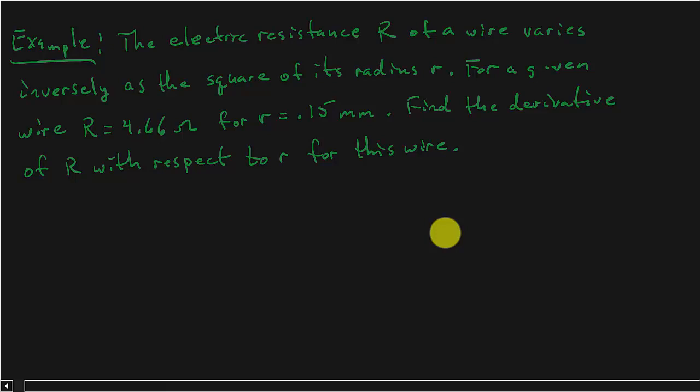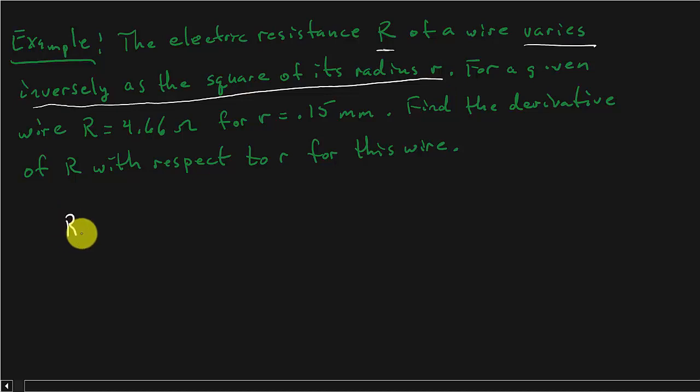But wait a minute. They don't give us a function to take the derivative of. But let's see what it says here. It says big R varies inversely as the square of its radius, little r. So what does that mean? That means big R is equal to k over r squared, right?